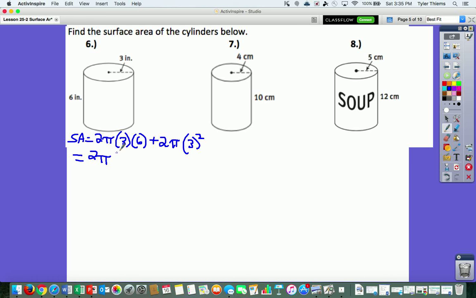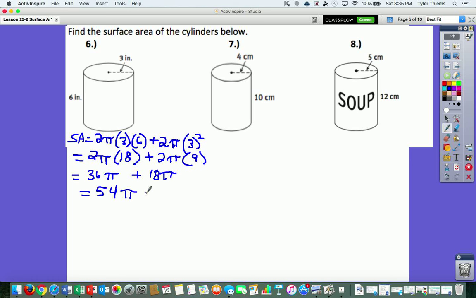So 2 times 3 times, let's do 3 times 6 first. I'll do 2 pi, 3 times 6 is 18. Whoops. 18 plus 2 pi, 3 squared is 9. All right. 2 times 18 is 36 pi plus 2 times 9 is 18 pi. Add those together, 36 plus 18, and you should get 54 pi.